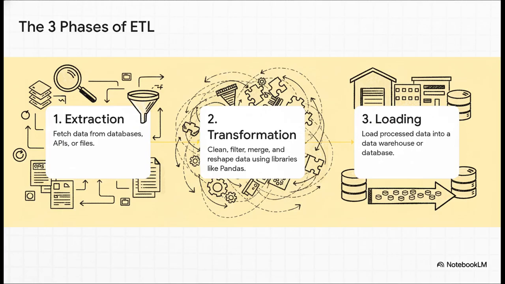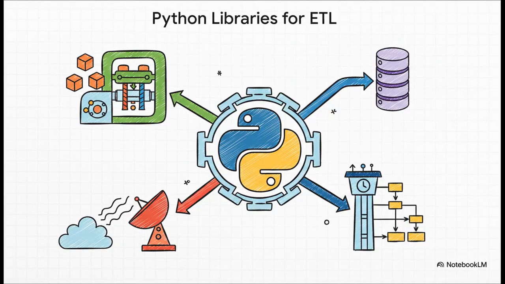First is extract. This is literally just pulling the raw data from its source. Think GPS logs from trucks, return requests from your sales system, whatever. Then comes transform. This is where all the real work happens. It's kind of the magic step. You're cleaning things up, filtering out junk, maybe merging a few different data sets together. And once it's all clean and tidy, you load it into your data warehouse, where it's ready to go for the next stage.